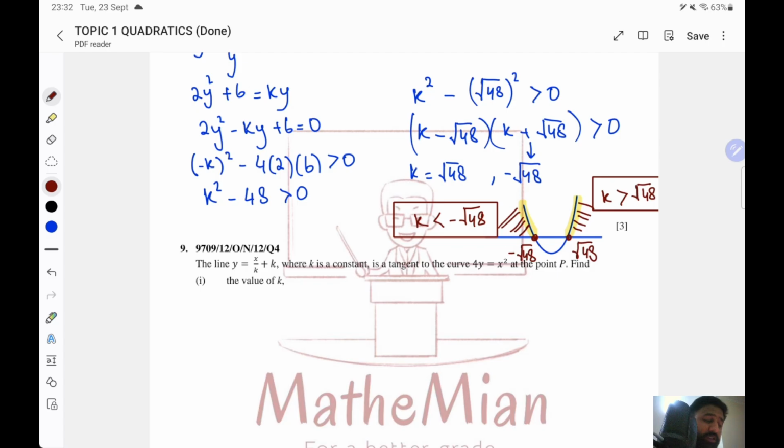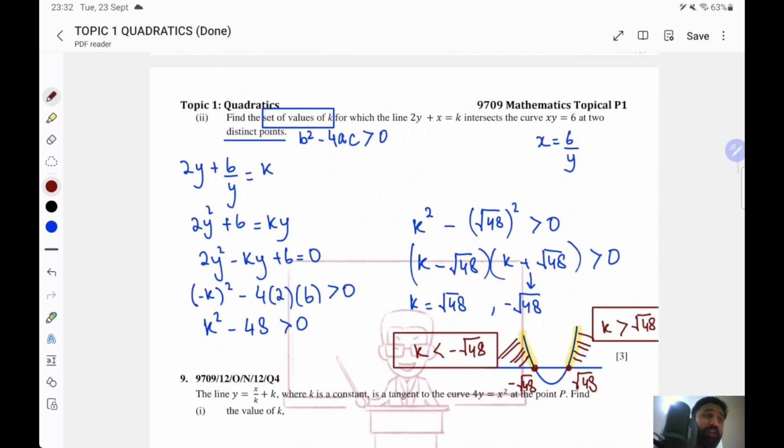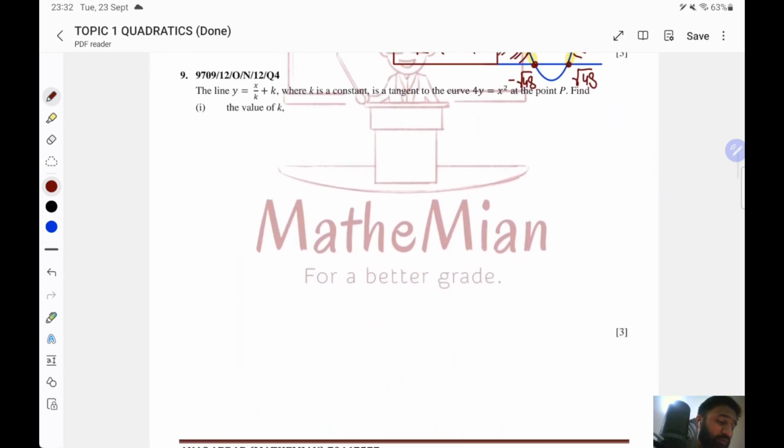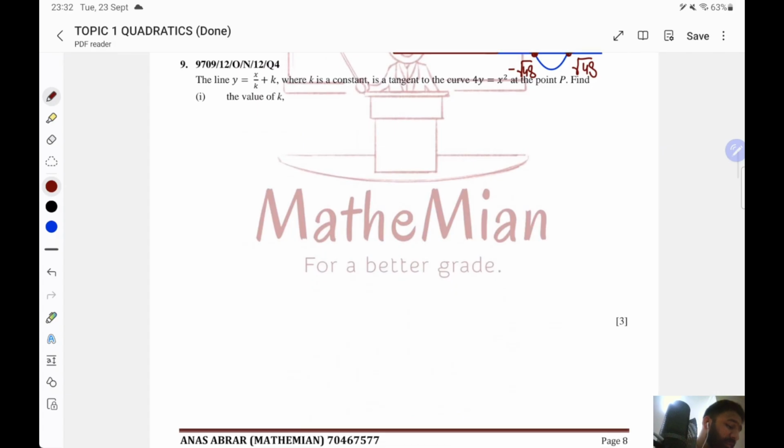I hope the question is clear to you. You can even match it with the question that says that you need to find the set of values of k. Let's move forward to another question, question number 9.